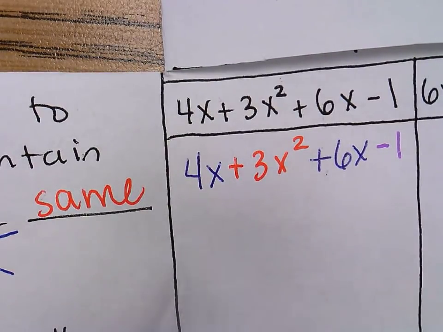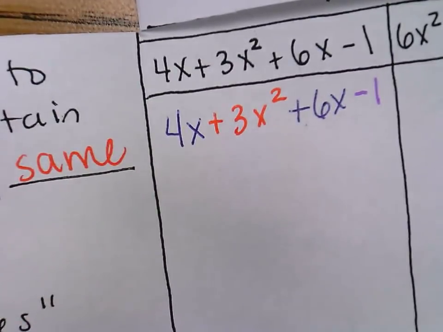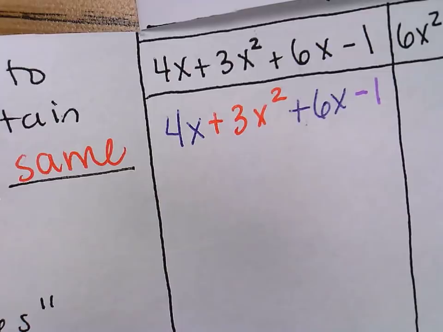So now I have 4x in blue, plus 3x squared in red, plus 6x in blue, and minus 1 in purple. Now from here, all you do is you just combine the families.